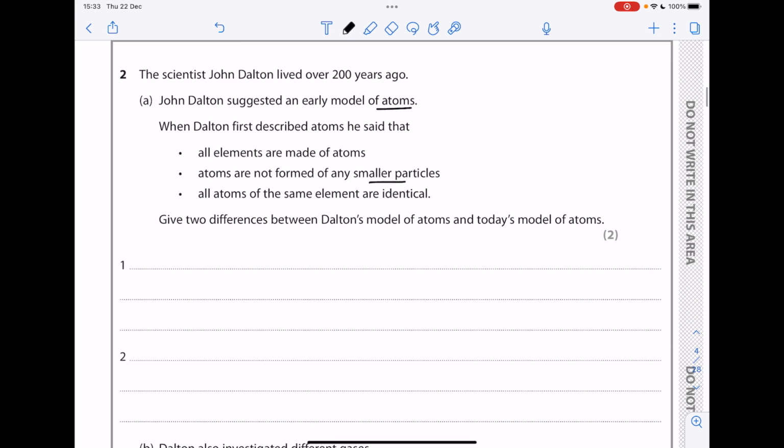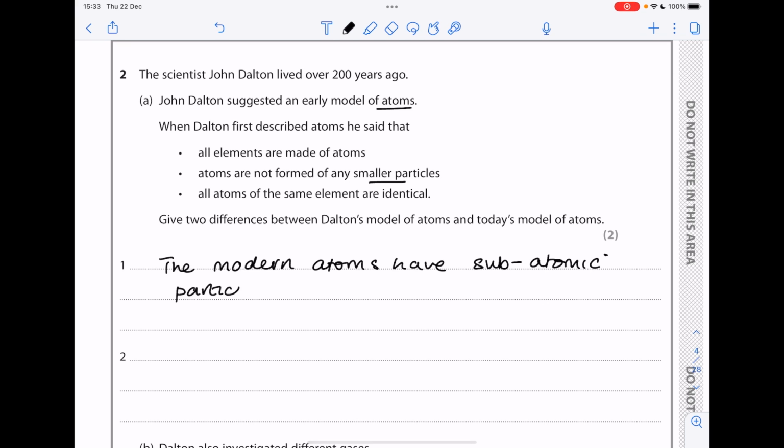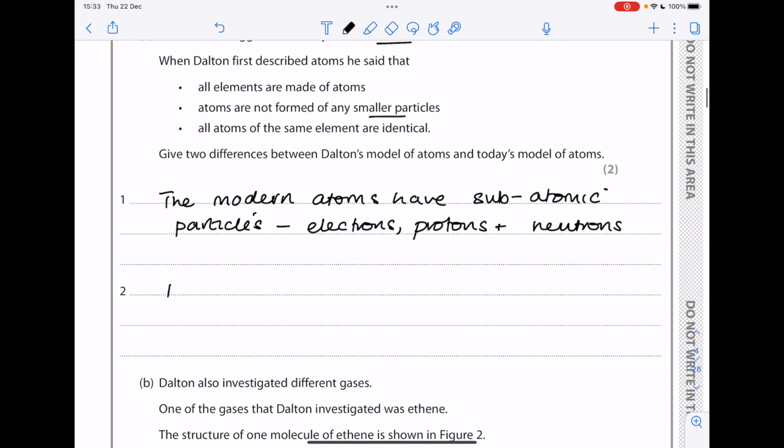Okay, the smaller particle stuff we know is incorrect. The modern day atom has subatomic particles. It's got electrons, protons and neutrons. And remember, those neutrons and protons are found in the nucleus in the modern atom.